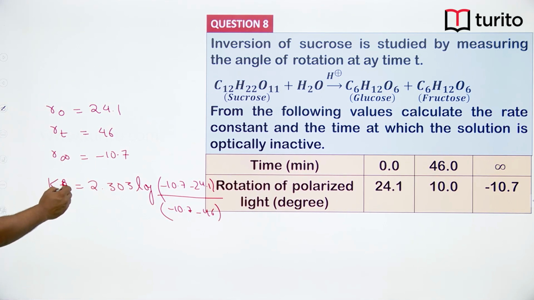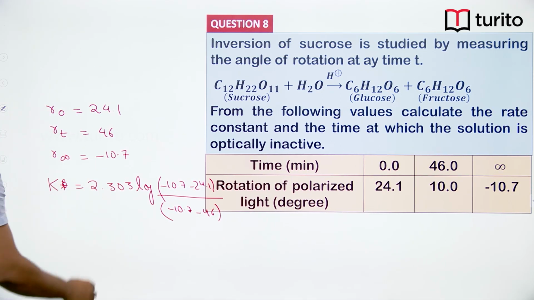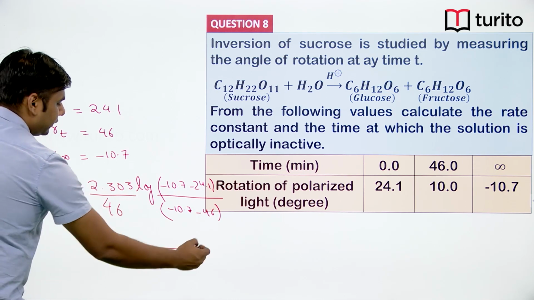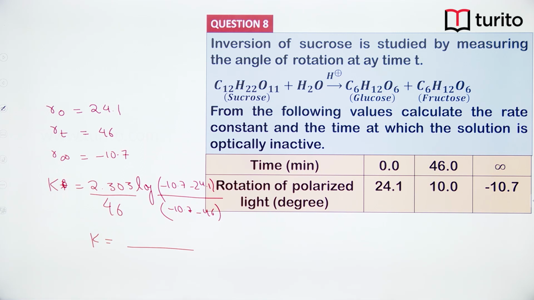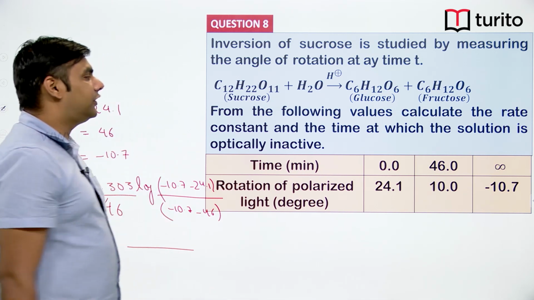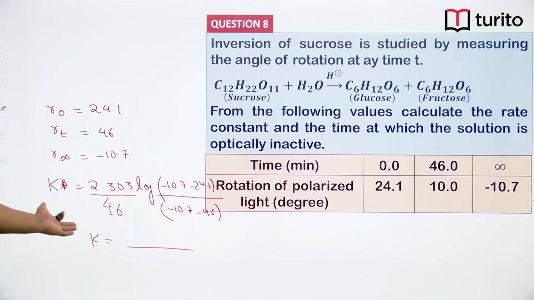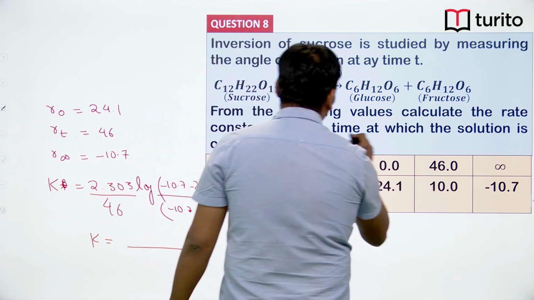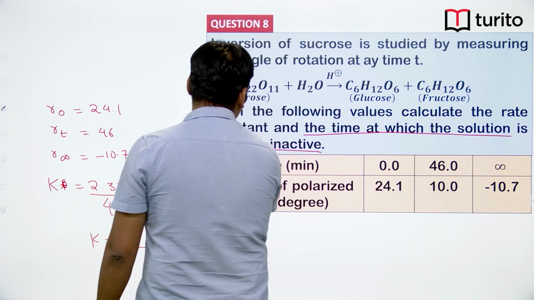The time I know is 46 minutes, so I will put 46 over here and get the value of the rate constant. Now the question says, from the following values calculate the rate constant. I already calculated the rate constant, which is for the pseudo first order reaction, and then the time at which the solution is optically inactive. This is again a good question.